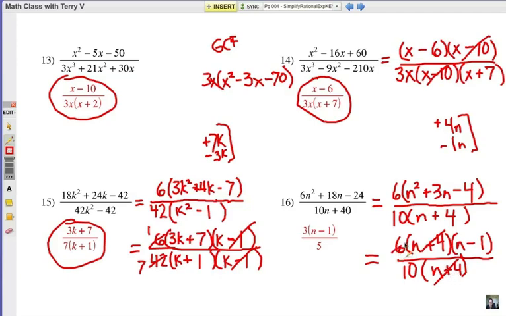And I can factor out a 2 out of each of those, leaving me with a 3 on the top and a 5 on the bottom. Now hopefully, although it's a little messy, you can see how putting it all back together again to simplify it should give me this answer right here.